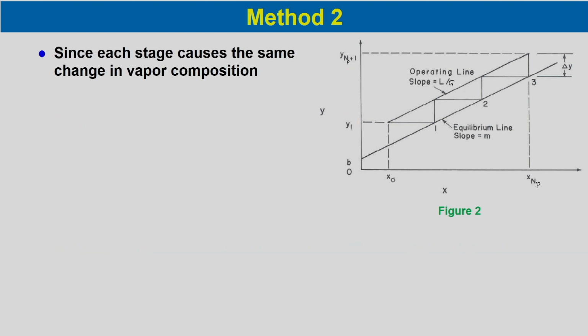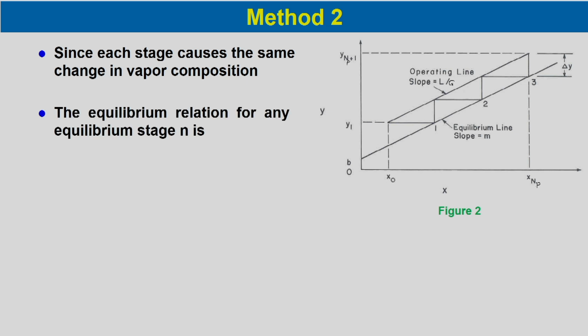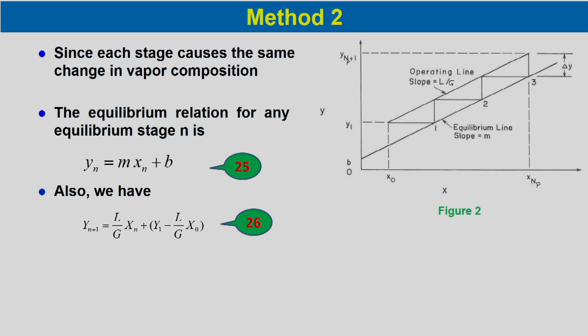Since each stage causes the same change in vapor composition, the equilibrium relation for any equilibrium stage n can be written as y n equal to m x n plus b. Now, the operating line equation we have derived before is y n plus 1 equal to L by G x n plus y 1 minus L by G x naught.